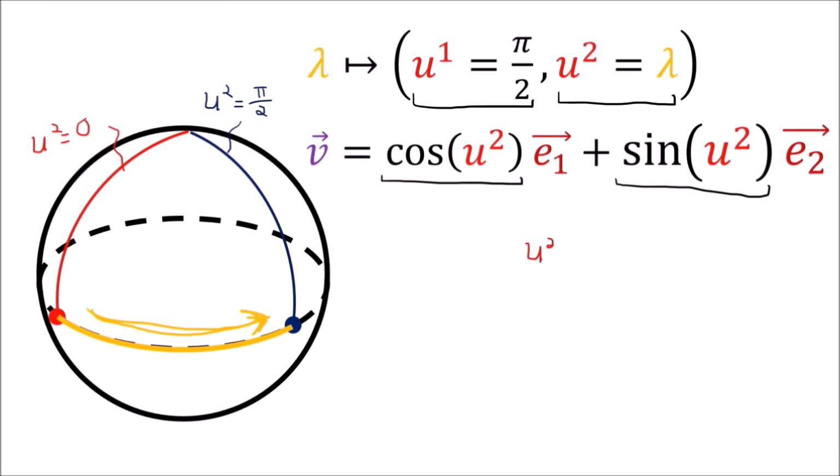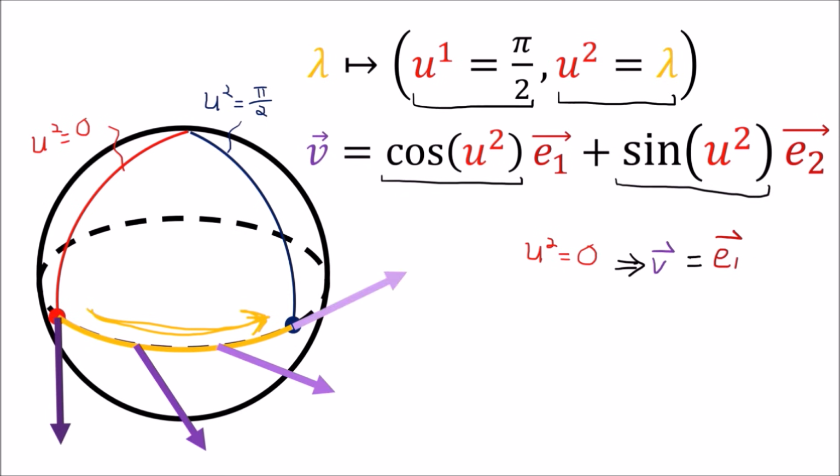So at the start of the curve, where u2 equals 0, we just get the vector e1 for the vector field, which points straight downward. And we move along until we get to the end of the curve. And at the end of the curve, where u2 equals pi over 2, the vector field just gives us the vector e2, which is tangent to the equator.